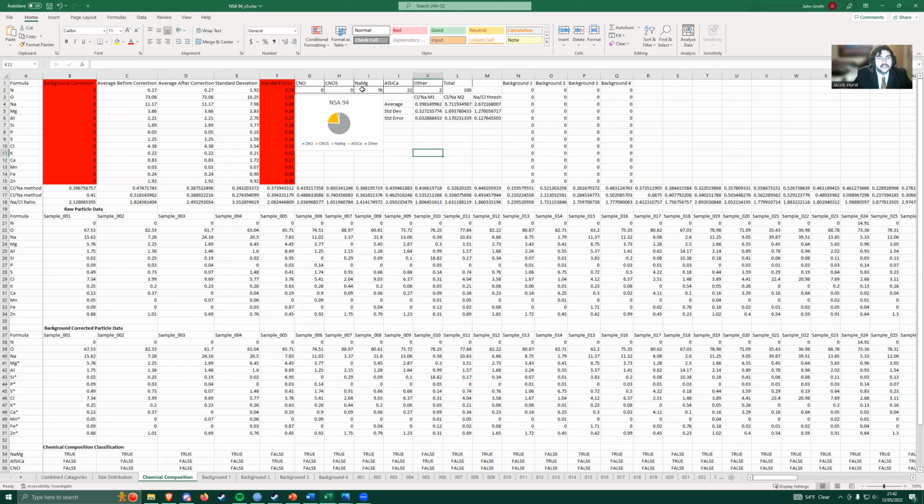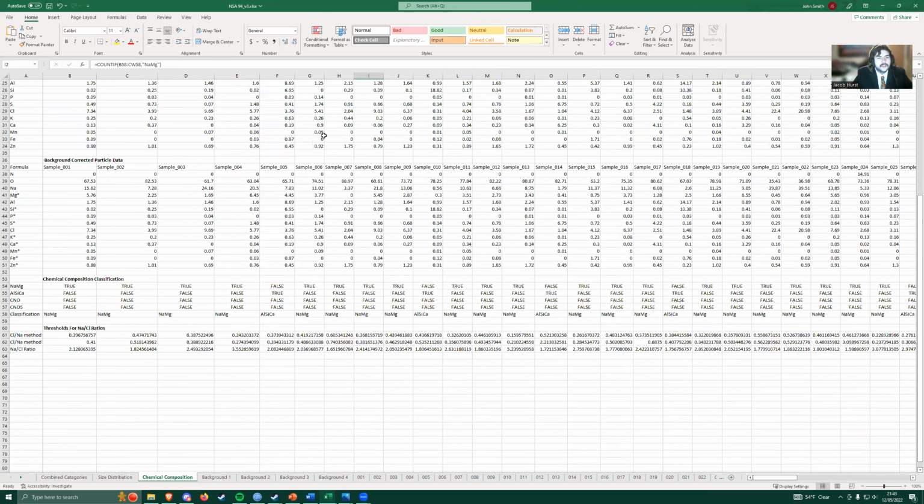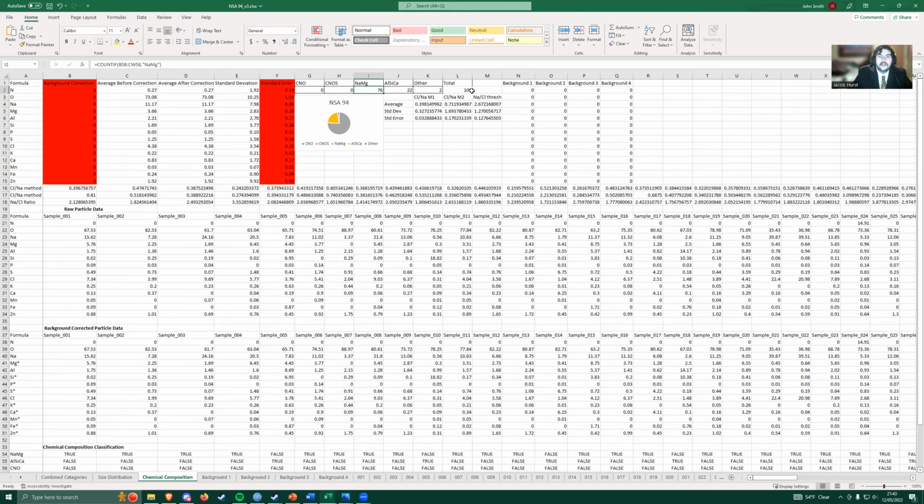And obviously this is all automated as well. It counts all these values down here, and it'll put it up here. And this is where we can see our total number of particles that I did analysis on. And yeah, that's about how that one goes.